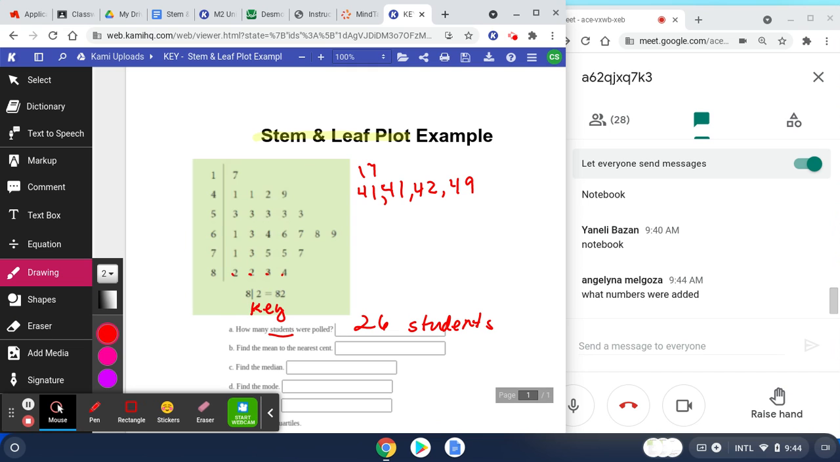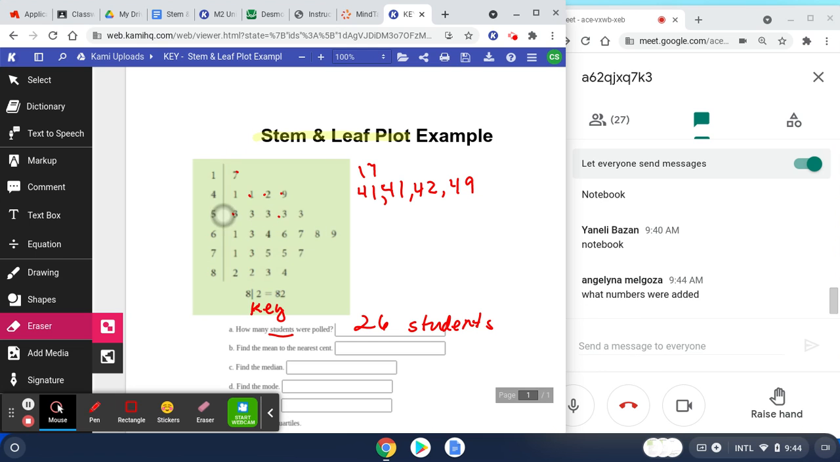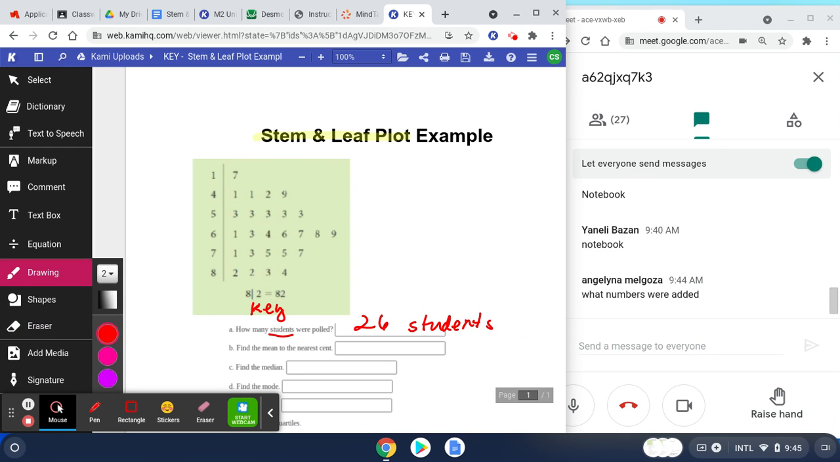1, 2, 3, 4, 5, 6, 7, 8, 9, 10, 11, 12, 13, 14, 15, 16, 17, 18, 19, 20, 21, 24, 25, 26. So I counted the right-hand side numbers. Does that make sense, Angelina? Because the left-hand side numbers are just telling me the tens places for all the right-hand side numbers. So we count those. We see we have 26 pieces of data. Here we go now to part B.